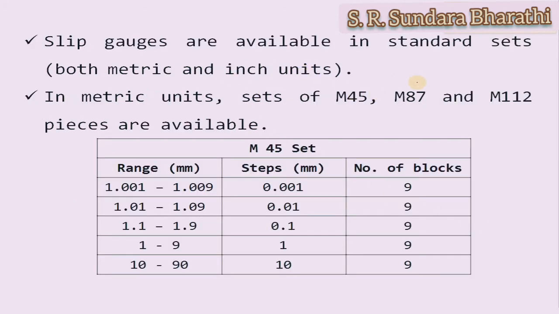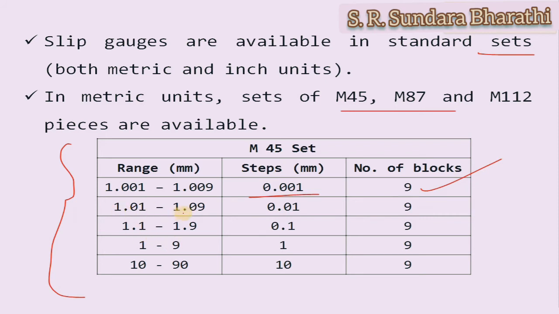Slip gauges are available in standard sets in both metric and inch. In metric units, M45, M87, M112 pieces are available. These are the various dimensions available in the M45 set of slip gauges. First, 1.001 mm to 1.009, in steps of 0.001, and 9 blocks are available.